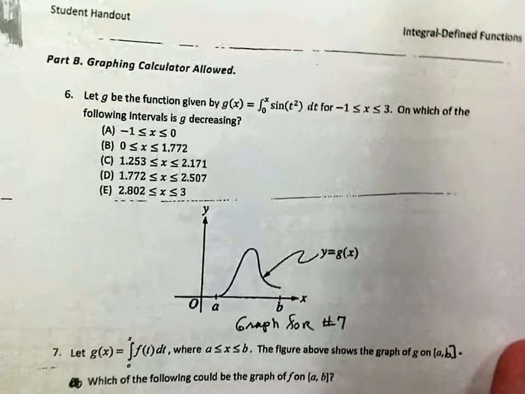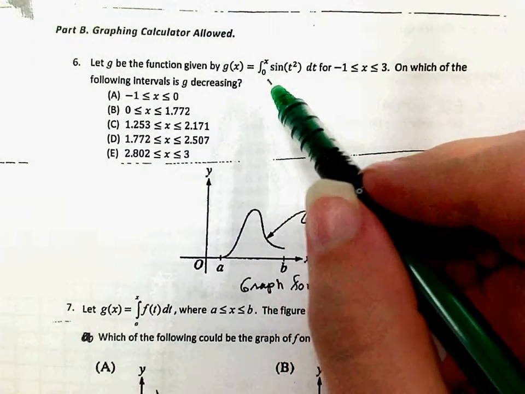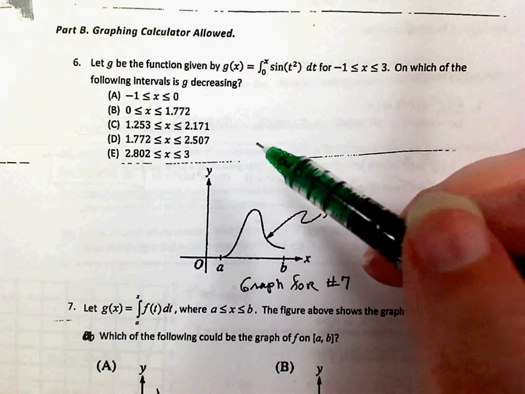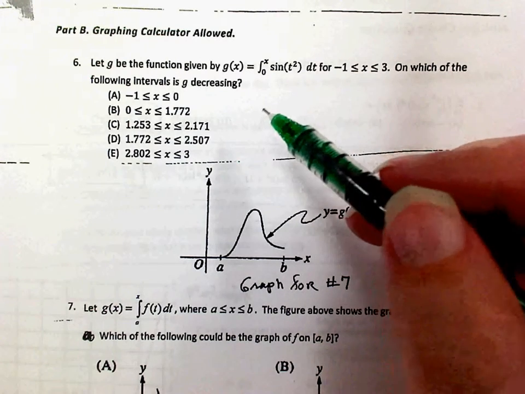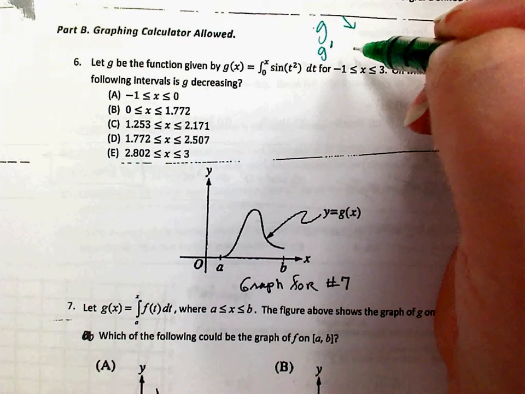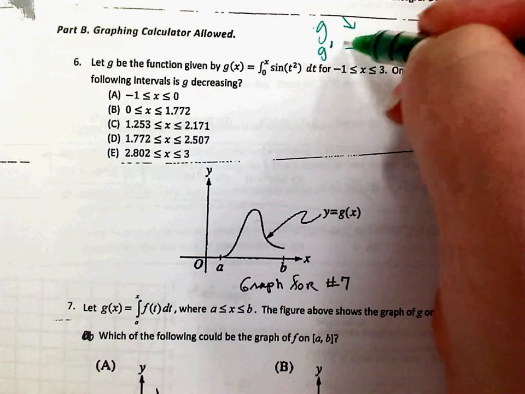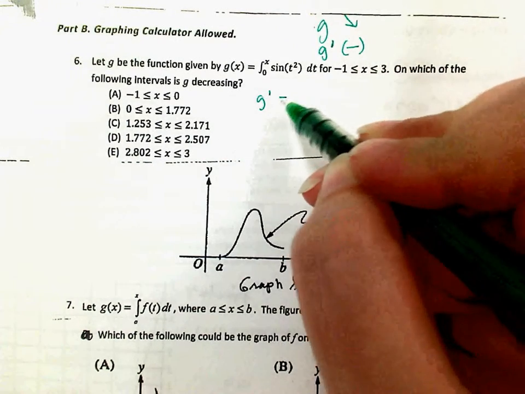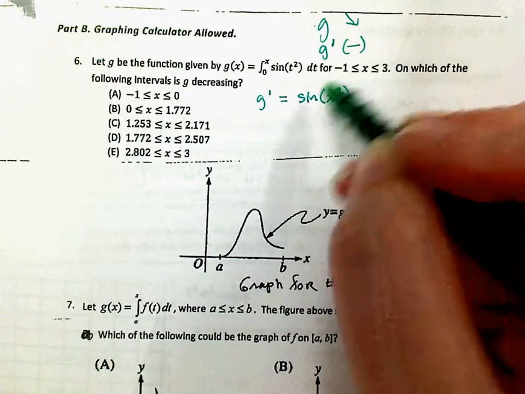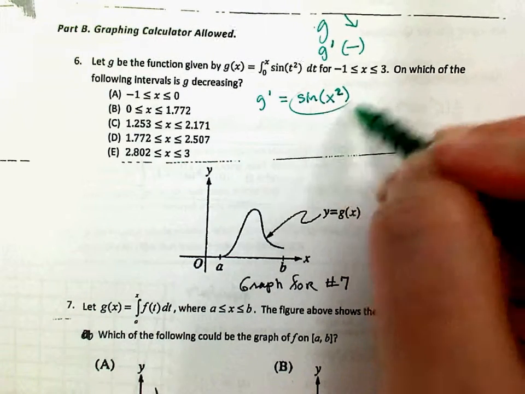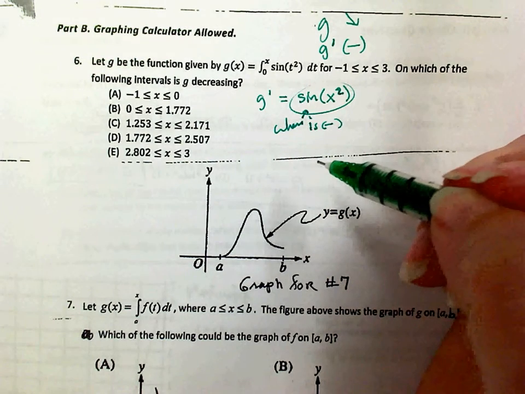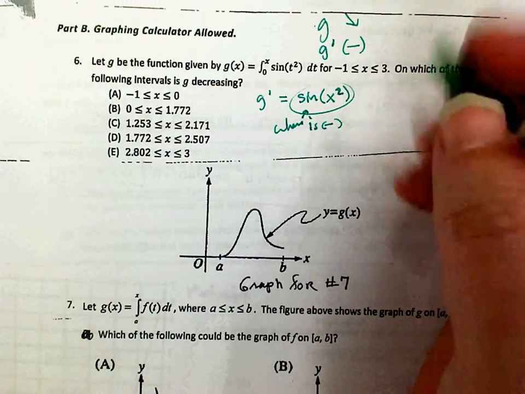G is the integral from 0 to x of sine of t squared dt, from -1 to 3. On which of the following intervals is g decreasing? How do I know when g is decreasing? G is decreasing when g prime is negative. So what's g prime? Okay, so how would I know when sine of x squared is negative? From what to what? Okay, and then I just look and see when it's negative and then I pick my answer, right? Okay, move on.